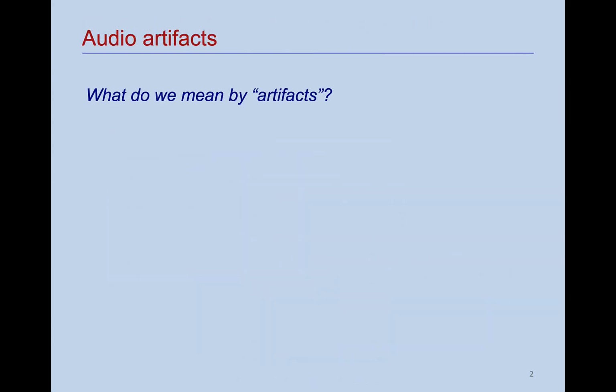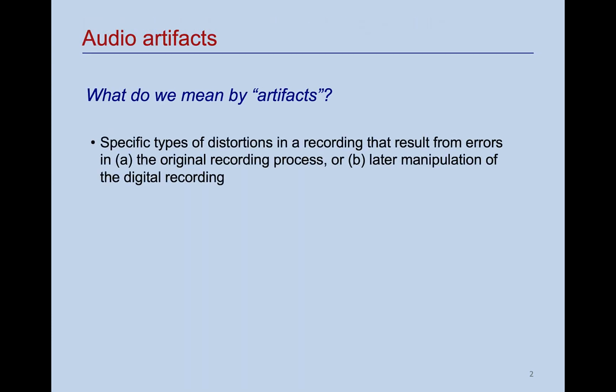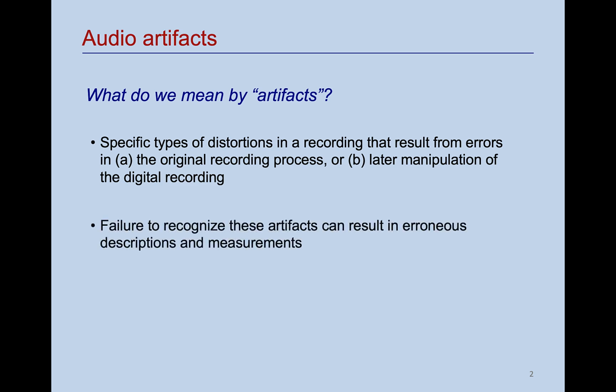What do we mean by artifacts? Artifacts are specific types of distortions in a recording that result from errors either in the original recording process or in later manipulation of the digital recording. If you don't recognize these artifacts, you can end up with erroneous descriptions or measurements of sounds. So it's important that you understand how to recognize these artifacts and what they mean for what you can and cannot legitimately do with a recording.